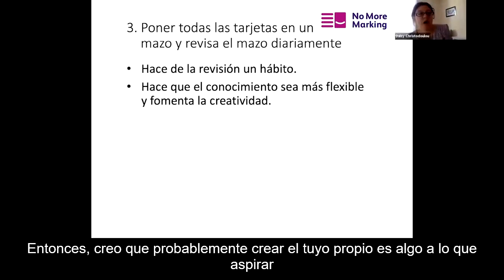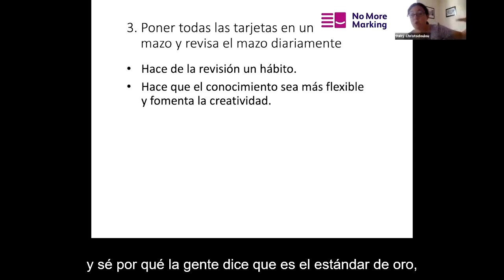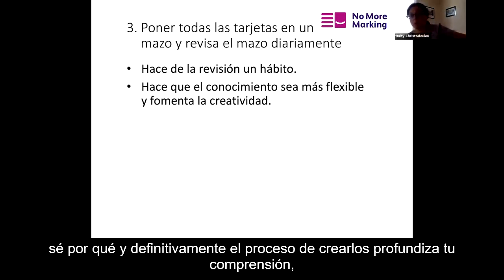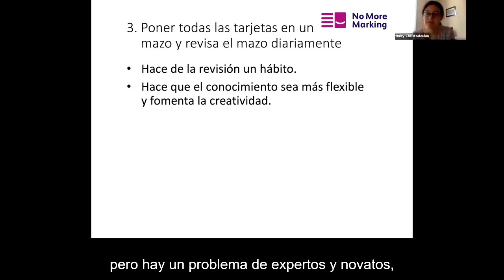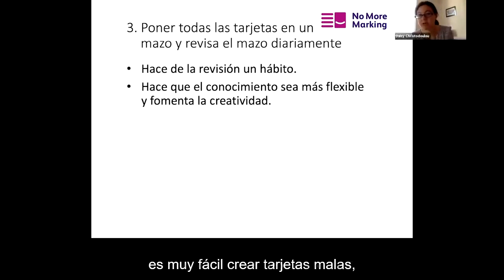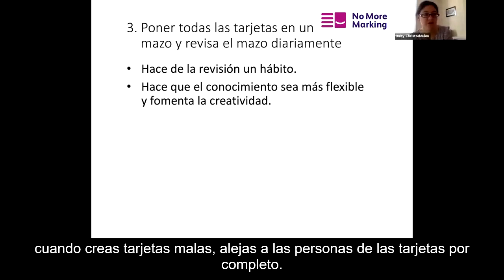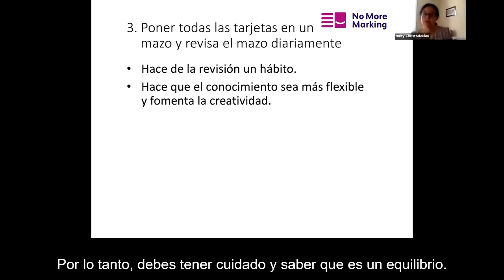So I think probably creating your own is something to aspire to, and I know why people say it's the gold standard. Definitely the process of creating them does deepen your understanding, but there is a novice-expert issue going on. It is very easy to create bad flashcards. When you create bad flashcards, you're putting people off flashcards altogether. So you've got to be careful. It's a balance.